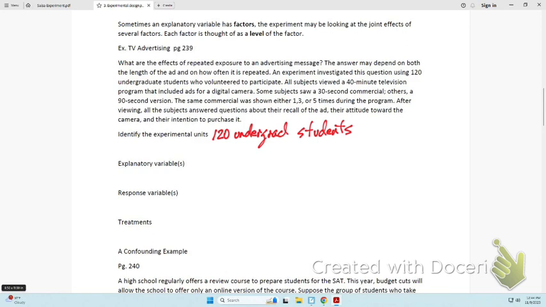And for explanatory variable, I didn't say it a second ago, but this is just a general description of what the treatments are. So in this case, we're talking about advertisements that the students saw, the commercials. So let's say length and repetition of commercials, of advertisement.